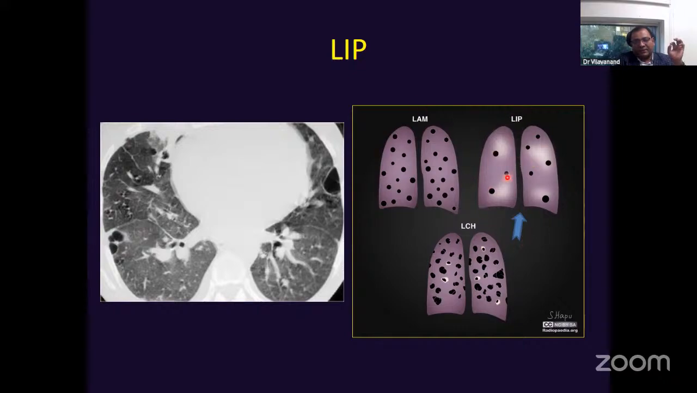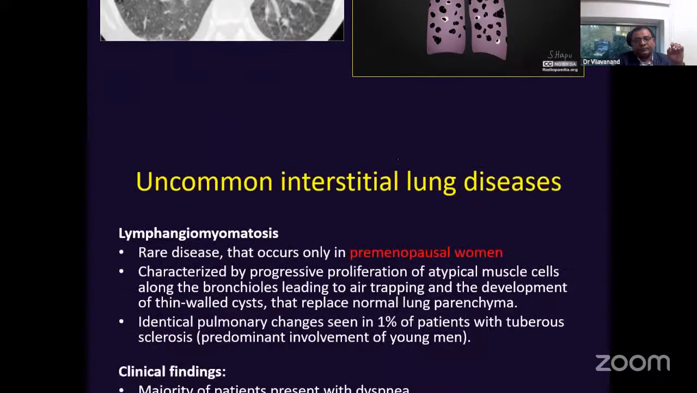This is a case of lymphocytic interstitial pneumonia, where you can see a faint area of background ground glass opacity or patchy opacity, and then you can see thin walled cysts distributed. Very few cyst-like areas are seen. This is a case of lymphocytic interstitial pneumonia.